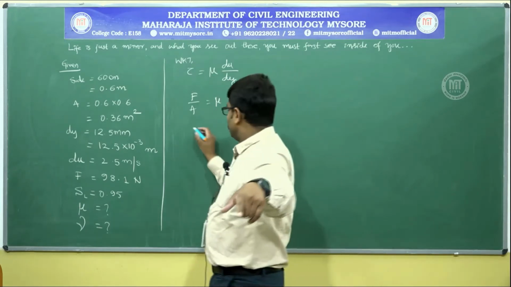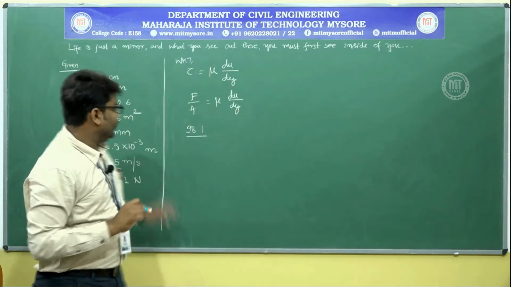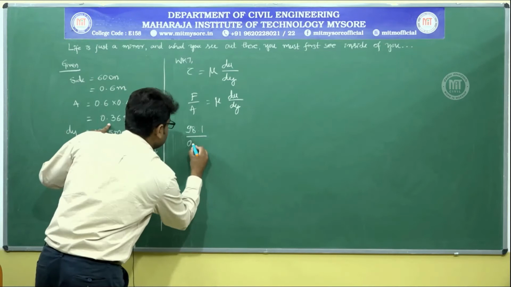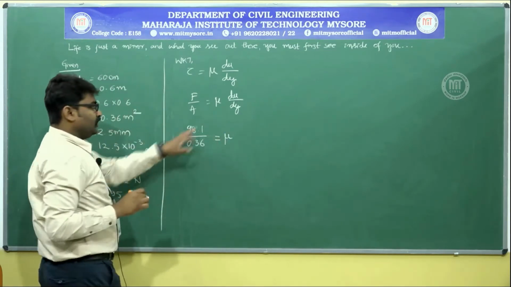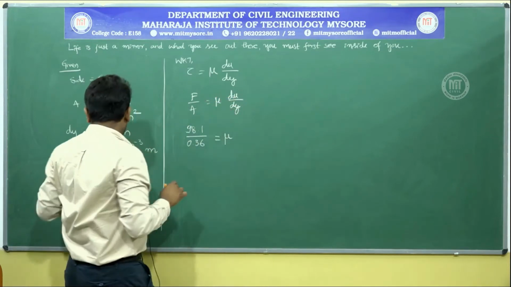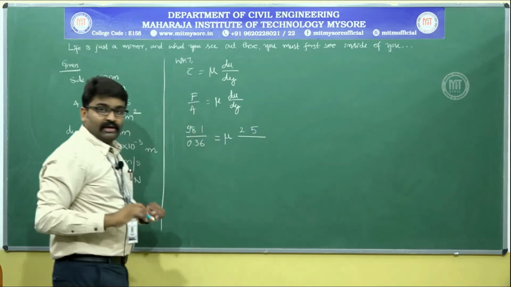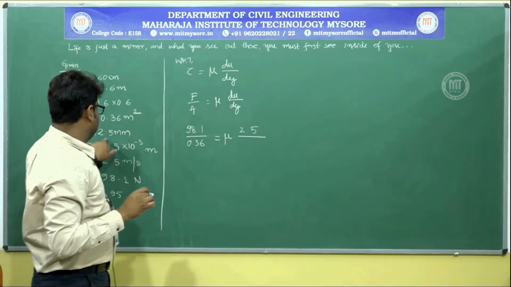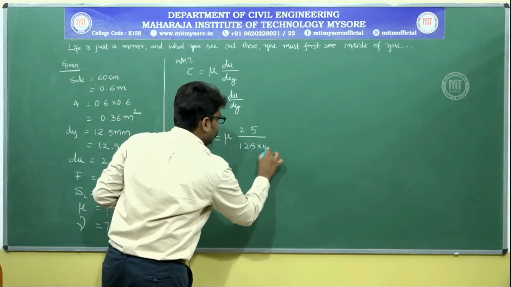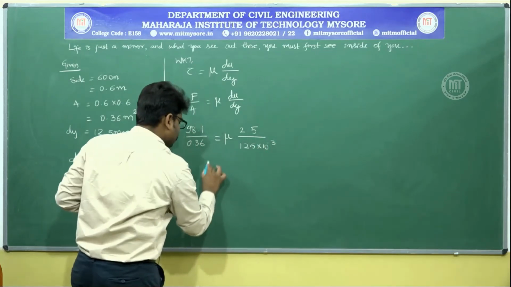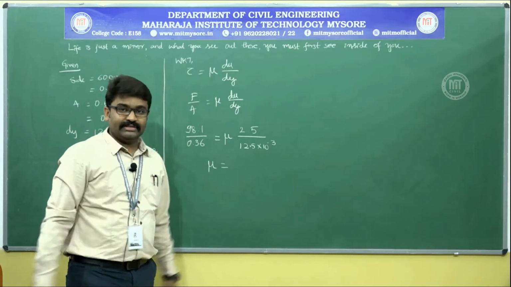Now what is F? He says it is 98.1, divided by the area that you have just calculated, that is 0.36. This must be equal to mu into, because mu needs to be calculated, du is 2.5 divided by dy. How much is dy? Thickness of the oil film, that is 12.5 millimeter, 12.5 into 10 power minus 3. Take out the calculator and do it for yourself. Find out how much is mu.